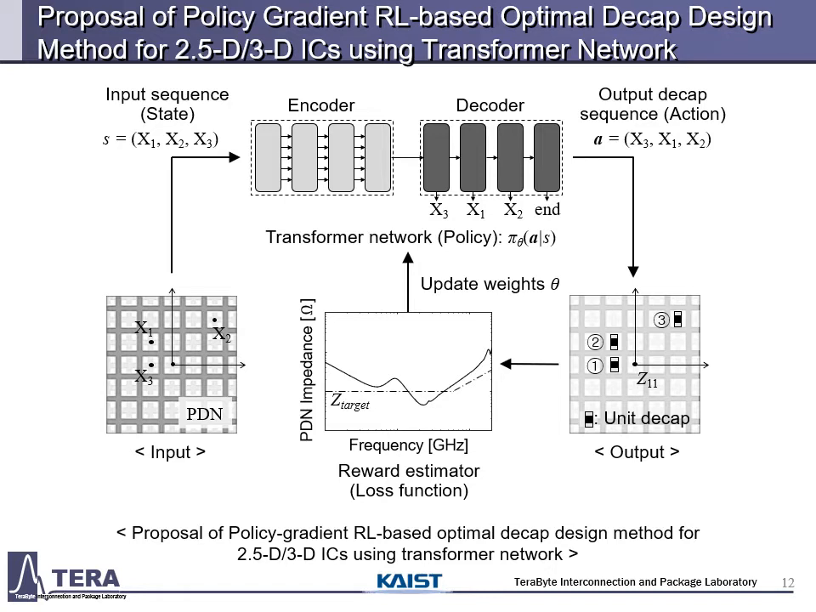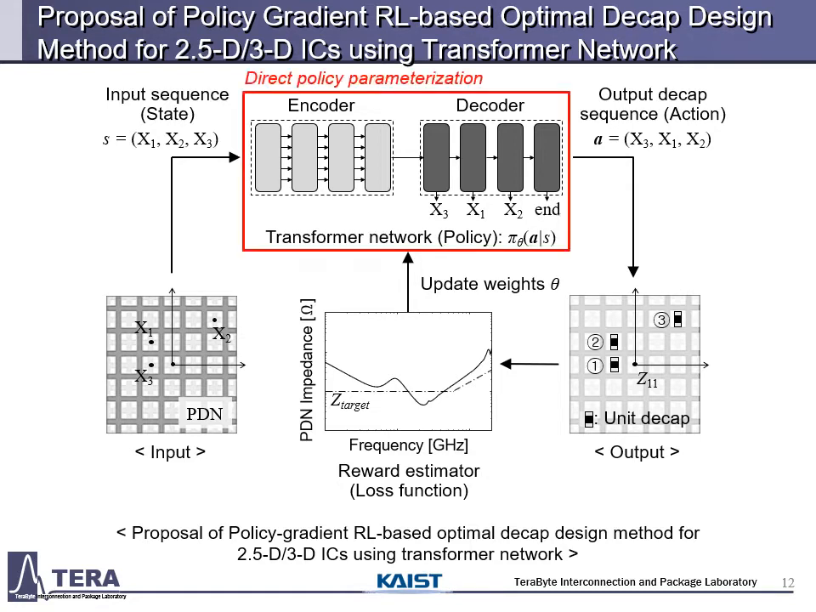This is the overall concept of the proposed method. For a given input sequence, there is a set of decap available positions. A policy network outputs a decap assignment sequence. The policy network consists of an encoder and a decoder, which are the attention-based transformer network parameterized by weight zeta. The network directly parameterizes the probability distribution pi zeta of a driving output decap sequence for given decap available ports. The goal of the proposed method is to optimize the transformer network to maximize the number of frequency points meeting the target impedance, and we use policy gradient updating when optimizing the transformer network.